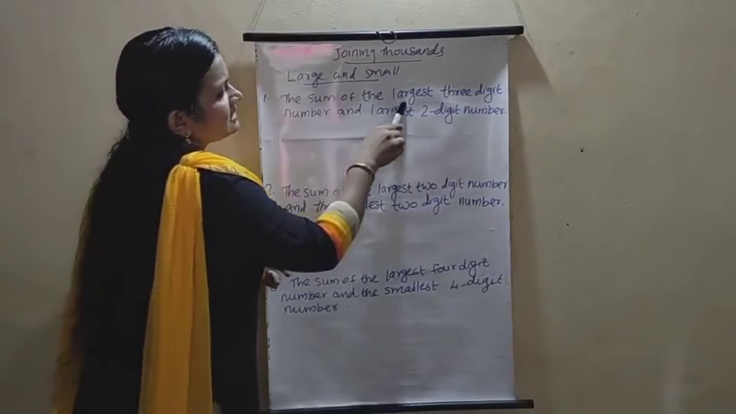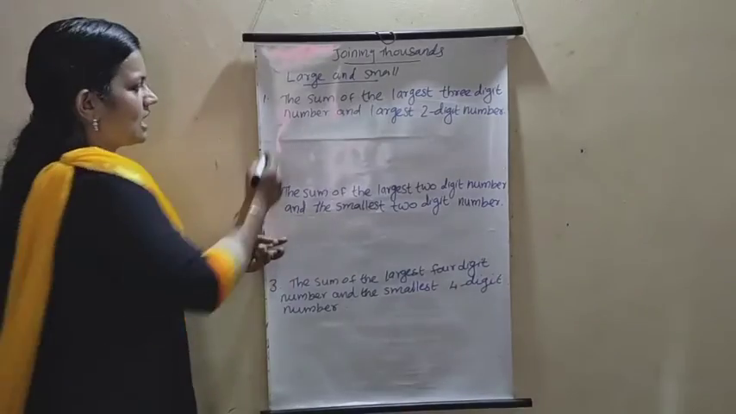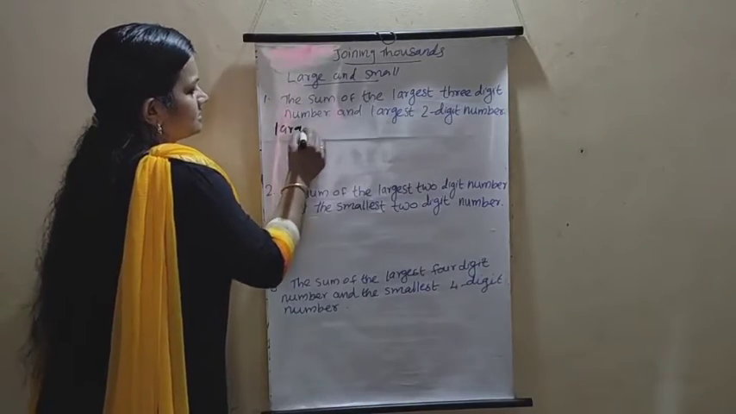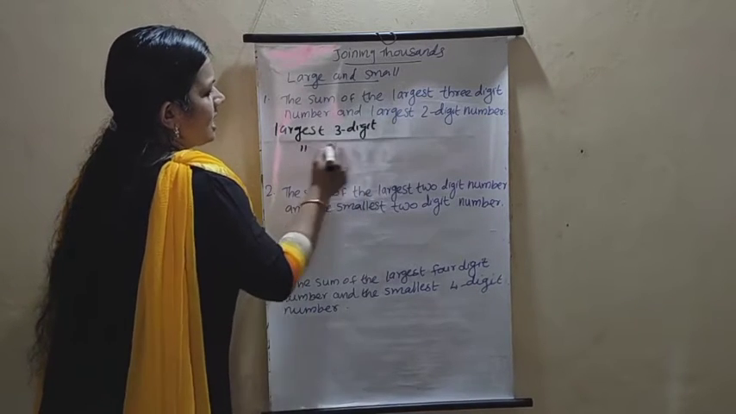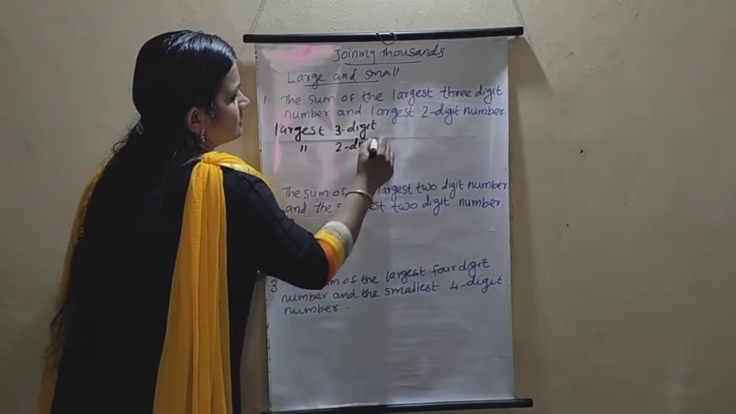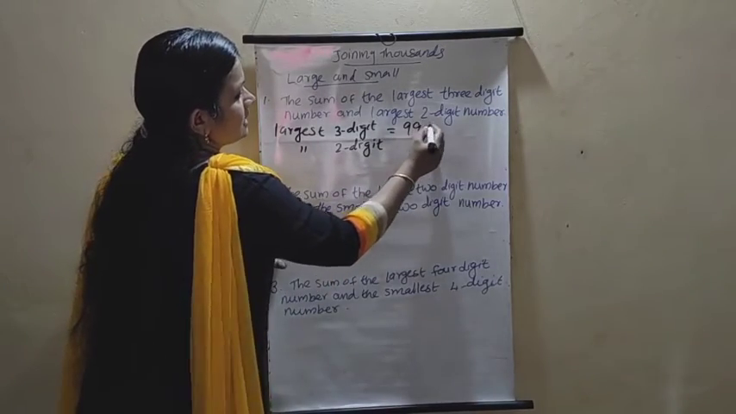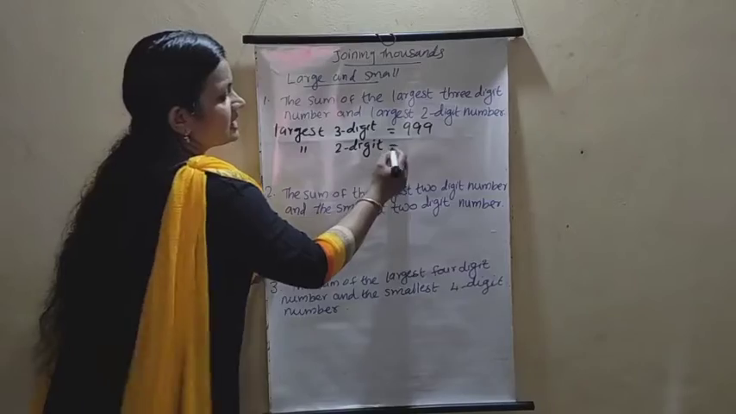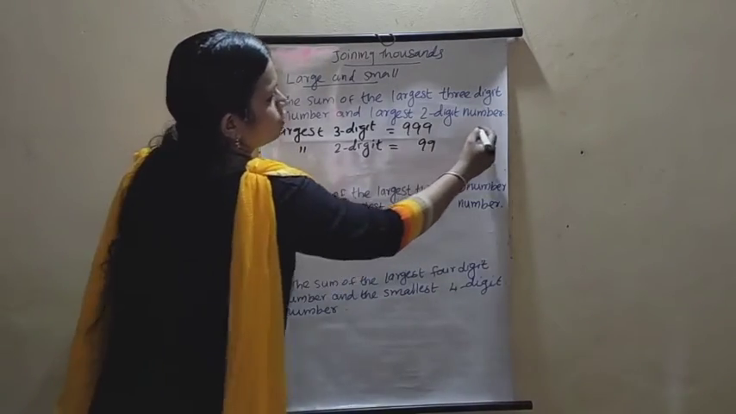The sum of the largest 3-digit number and the largest 2-digit number. What is the largest 3-digit number? 999. What is the largest 2-digit number? 99. Then add these two numbers.